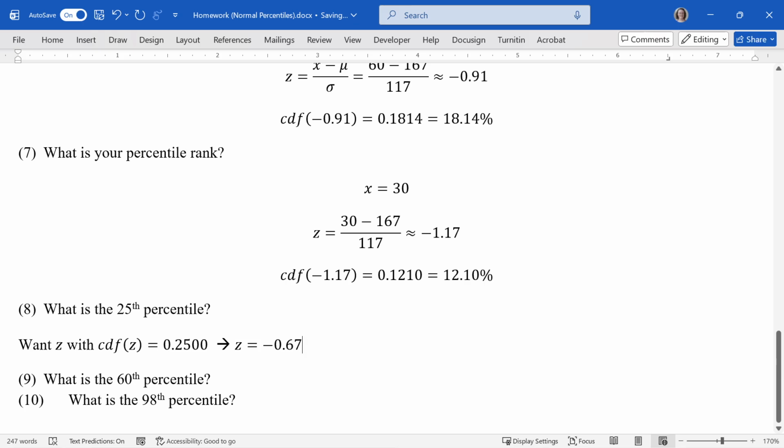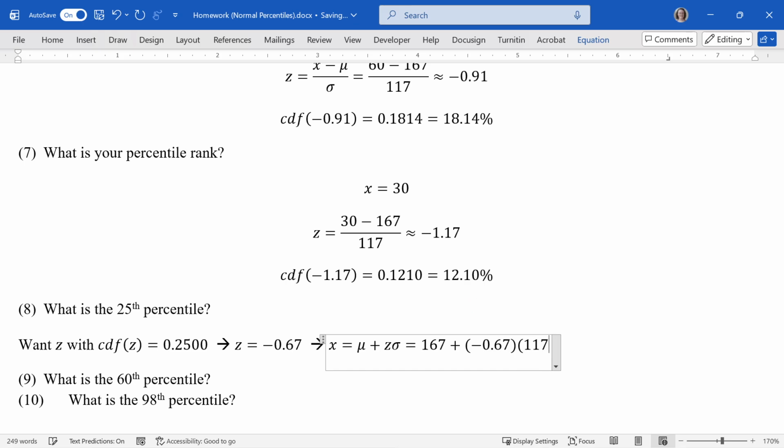Okay, and then I'm going to take that z-score and convert it to a data value using this formula, mu plus z sigma. So the data value is located at the mean, and then you go up by this many sigmas, this many standard deviations, z standard deviations. That's what z is. It's the number of standard deviations that you are above the mean. And that's what this formula is literally saying. Okay, so 167 plus negative 0.67 times 117.